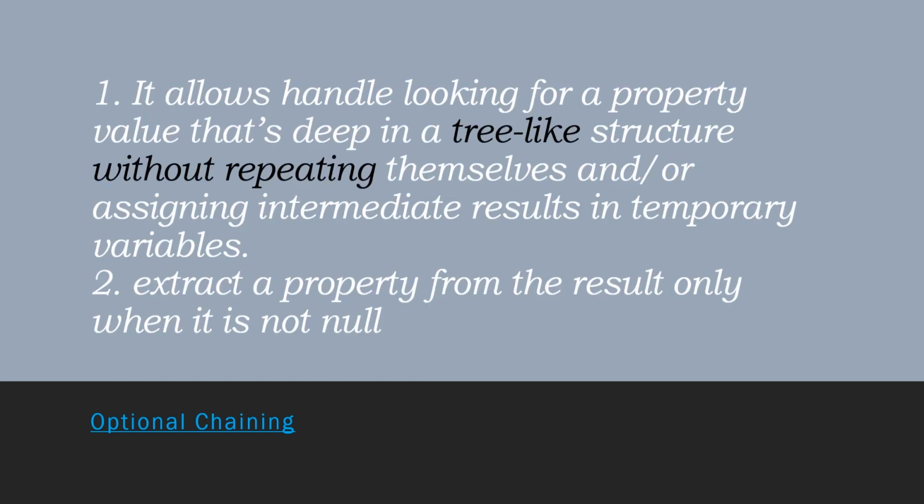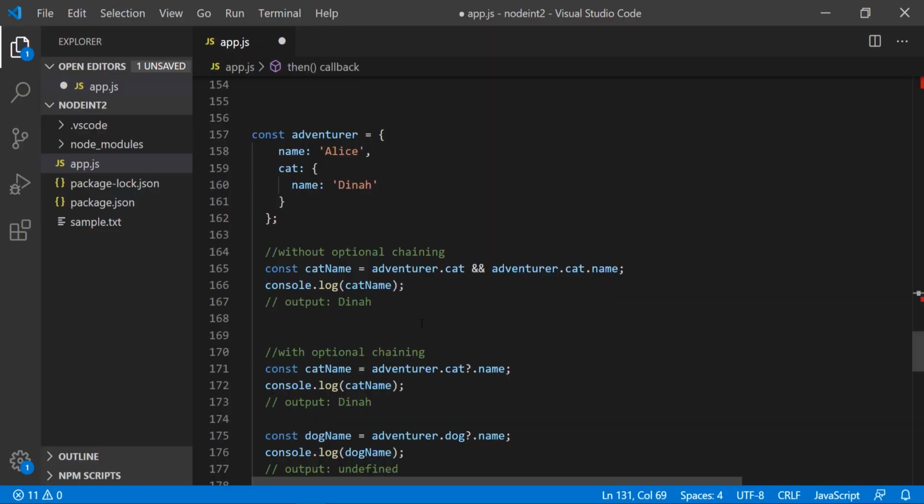Next we have optional chaining. This is another important thing we use instead of the OR operator. When we have an object with a tree-like structure, in order to get the value we need to have multiple checks, and then we can extract the value, or else it will throw an error. Let's check how it works.